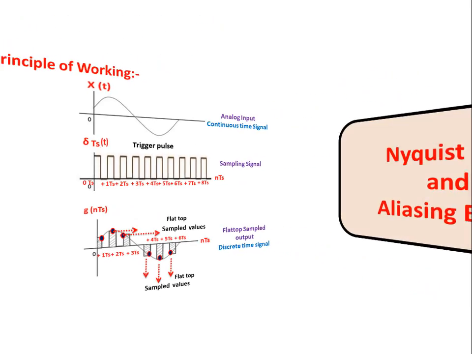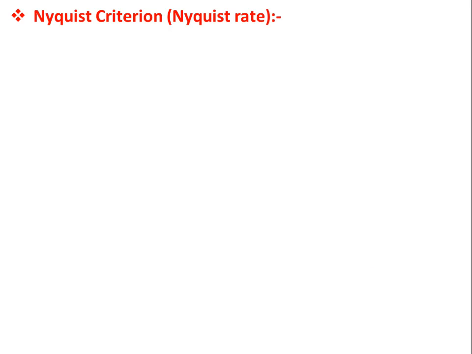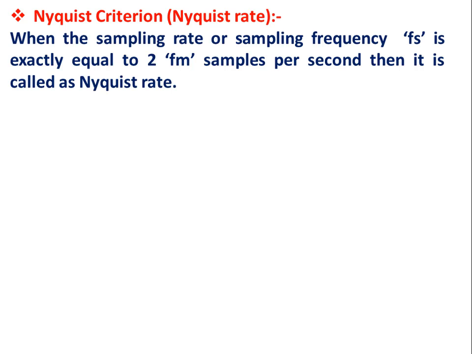Now move on to the other topic, that is Nyquist rate and aliasing effect. These two terms are very important in the sampling process to convert a continuous time signal into a discrete time signal. Let us begin with the first term, the Nyquist rate. Sometimes it is also called the Nyquist criterion. When the sampling rate or sampling frequency Fs is exactly equal to 2 Fm samples per second, it is called the Nyquist rate.